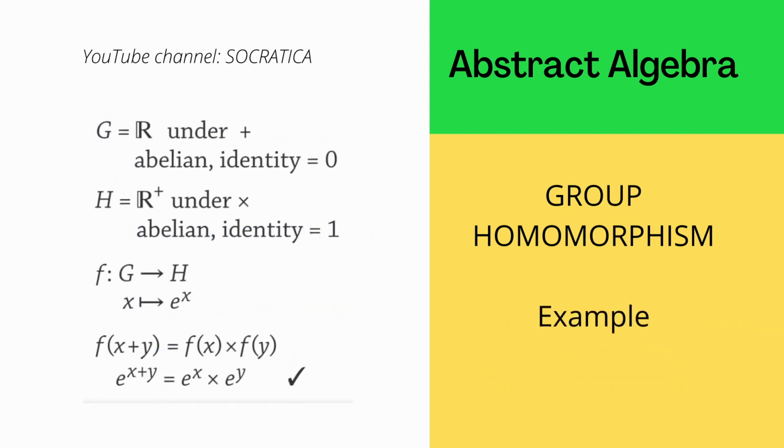Another example you see here: you have the real numbers under the operation addition with the identity, and the positive real numbers under multiplication. And you can show that this is a group homomorphism, F from G to H.